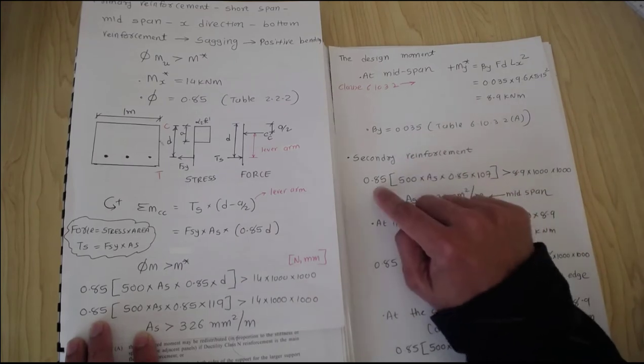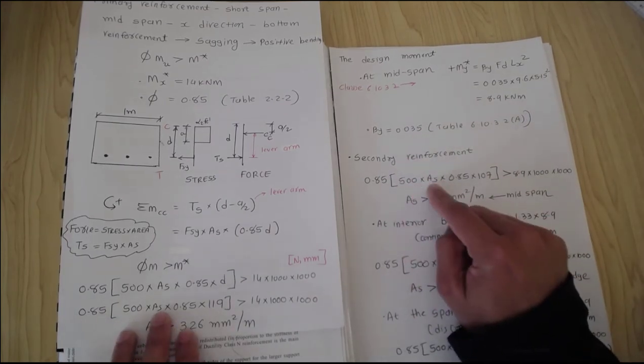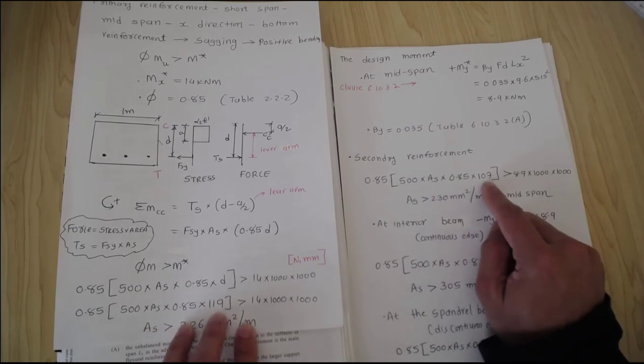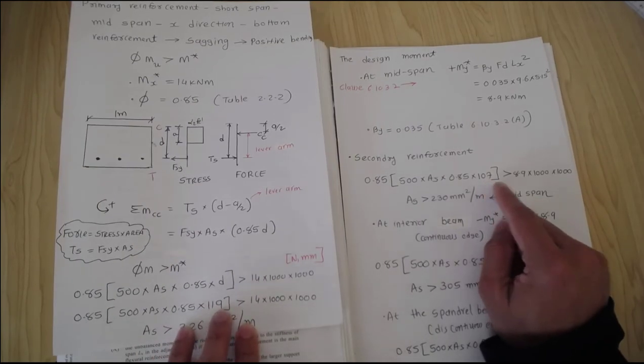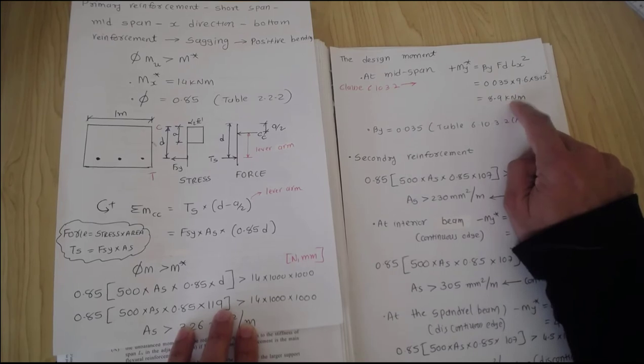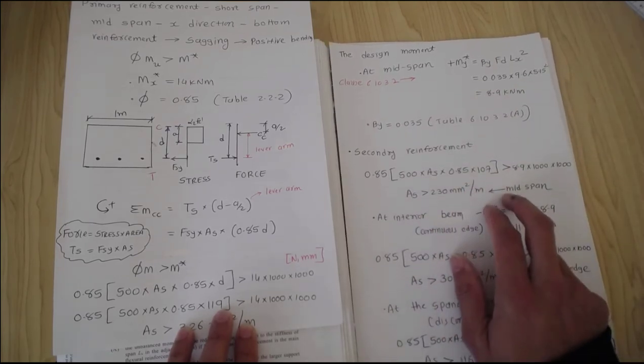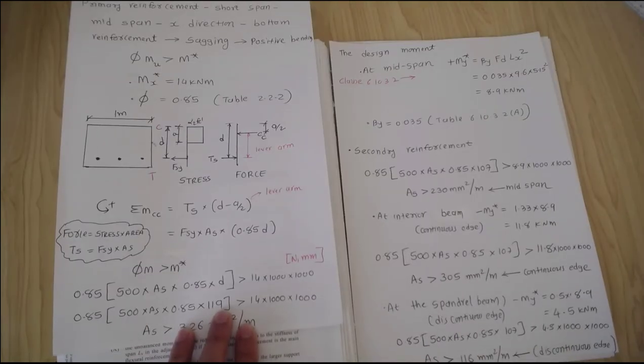So I just copied this 0.85, 500 AS, as we need to calculate 0.85. Instead of 119, I put 107 for d because that is dy, and the moment at the midspan, my, is put here. So our reinforcement at the midspan is 230 millimeter square per meter.